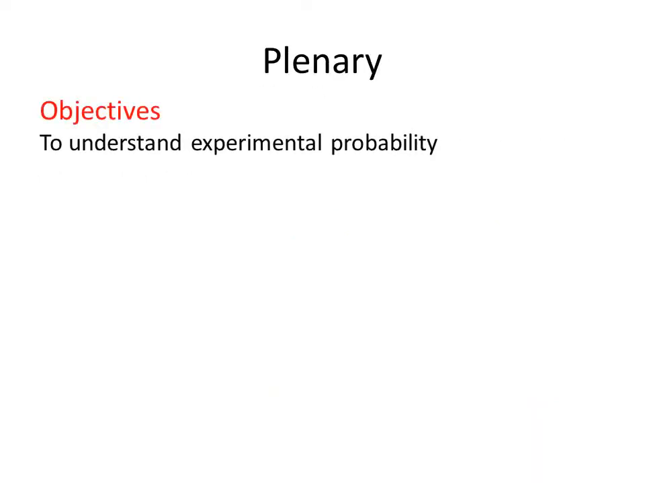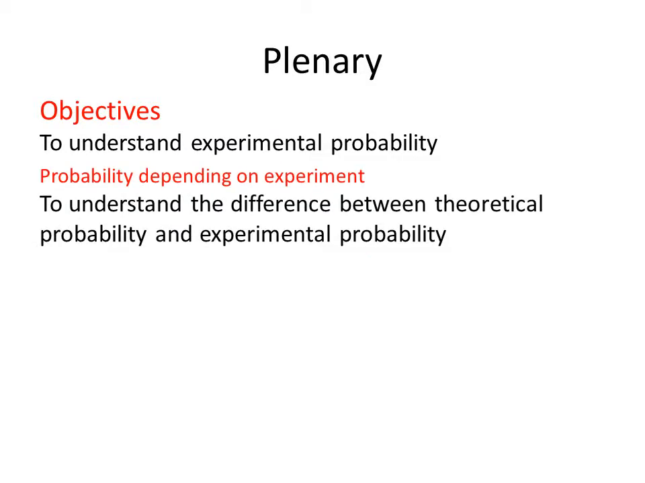As a plenary, our objective today was to understand experimental probability depending on an experiment, and to understand the difference between theoretical probability and experimental probability. For example, the probability of getting a 4 after rolling a dice is 1 out of 6, because we have 6 possible outcomes and 4 is one of these 6.